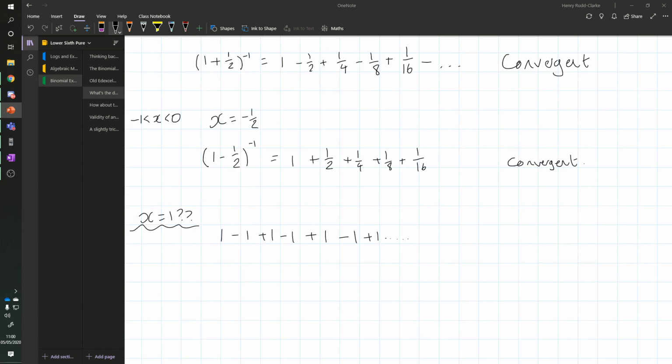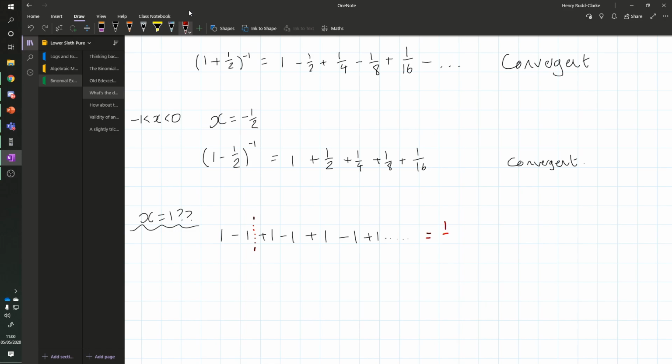A little interesting aside: what happens if x is equal to 1? Well, we get 1, -1, +1, -1, +1, -1, +1. What is the value of this? If we stop here, so let's say I stopped at this point, 1 minus 1 is 0, then I add 1, I get 1, 0, 1, 0, 1, 0. So the answer to this just keeps flitting between 0 and 1.